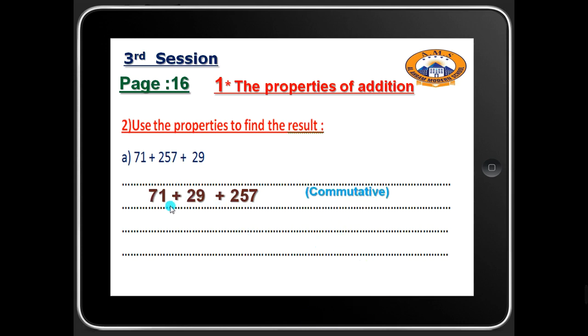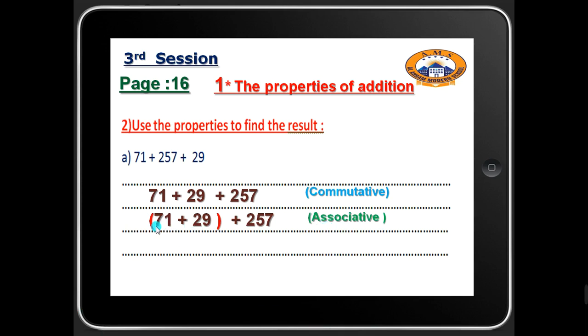So the next step is going to rewrite it again, the same numbers, but put 71 and 29 together because these numbers will give me 100, so I put them inside the bracket, and I call this property the associative property. Okay, what is the third step, miss?